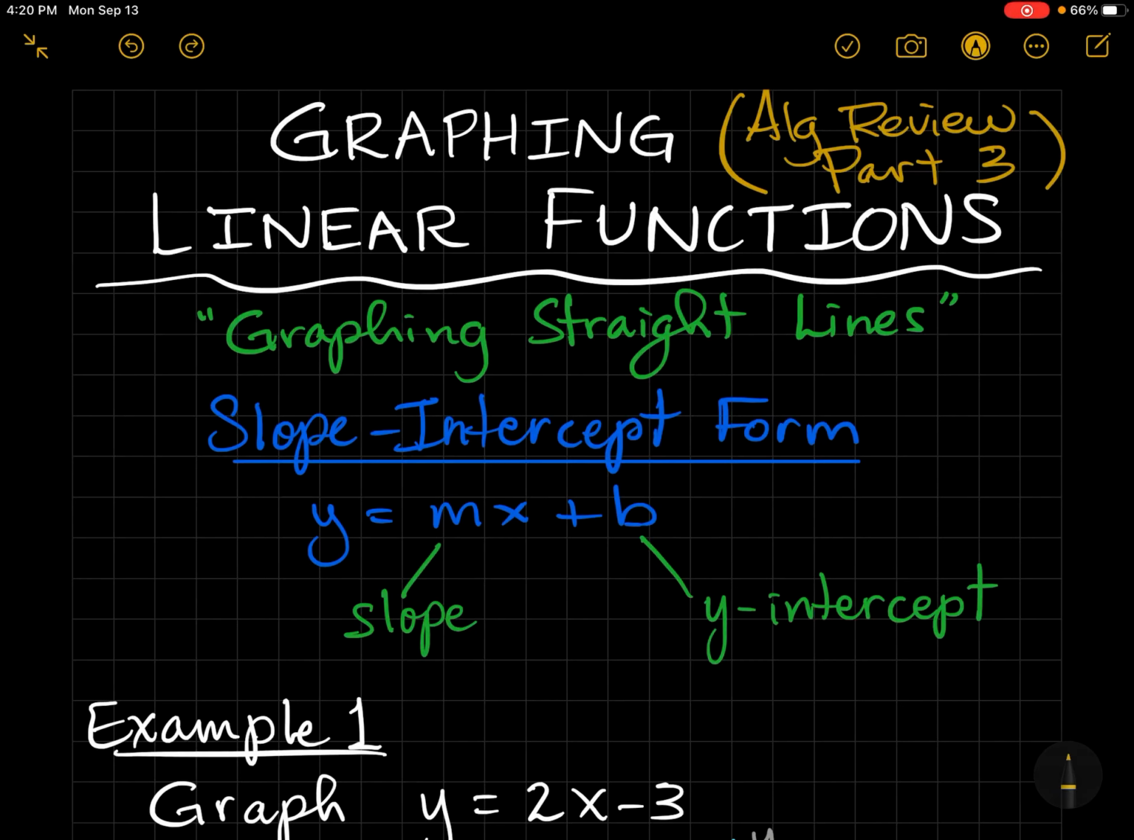Today we will be graphing linear functions. Truly, this is the third and final part of our algebra review.